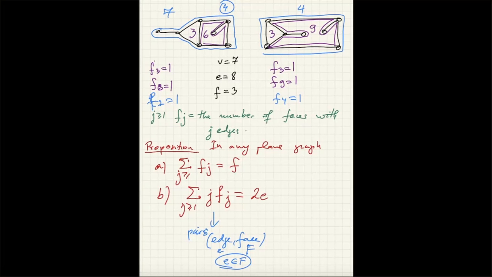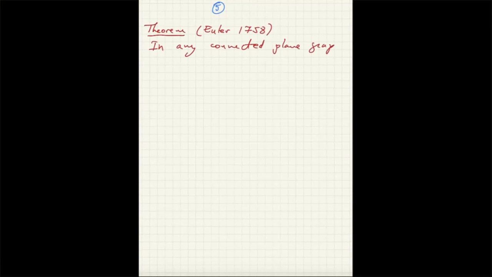Now, let's move now to Euler's theorem. So Euler's theorem, it's not quite precise. Euler proved many theorems. So I say the theorem of Euler says that in any connected plane graph gamma with v vertices, e edges, and f faces, we have that v minus e plus f equals 2.